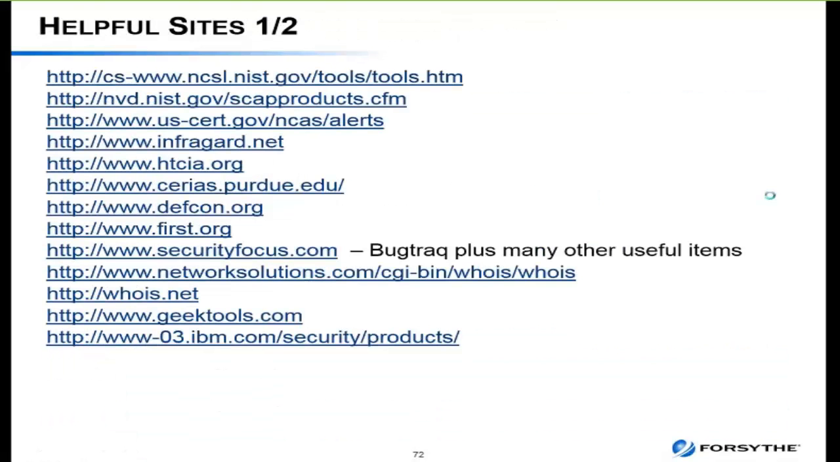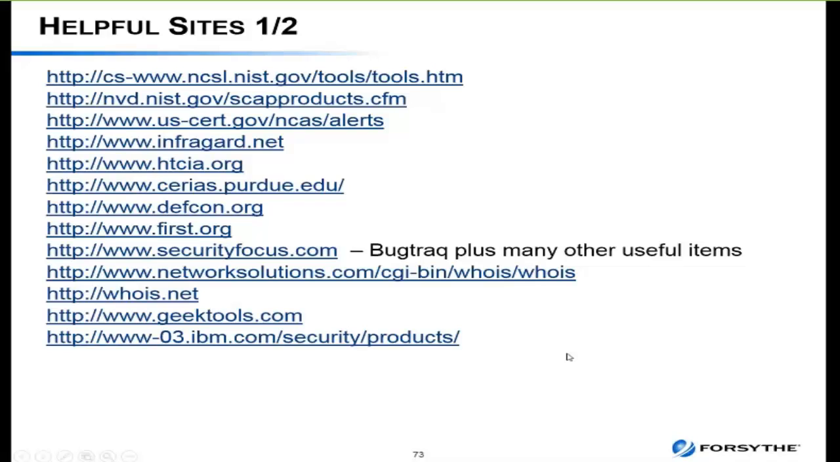I also have a bunch of different helpful sites here. NIST has tools. You've got the Alerts at CERT, the High Tech Crime Investigators Association, and InfraGard, which are security organizations. Securityfocus.com, which has a lot of security information. If you need to look up IP addresses and do reverse lookups, you can go to these two Whois sites or Geek Tools. Those are also very helpful.